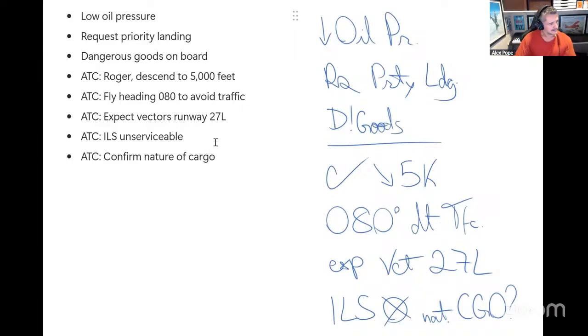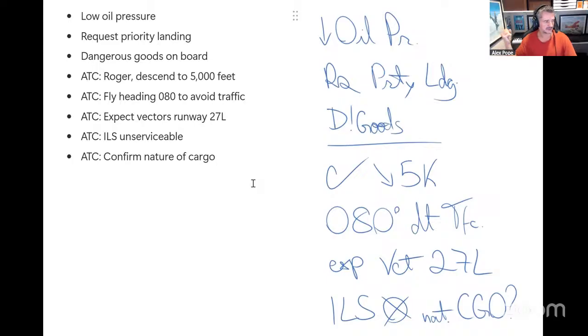The controller had a conversation with the pilot here in this audio that I just heard. It was basically a pilot and controller exchanging messages due to a situation of low oil pressure and a subsequent priority landing. And the conversation followed developing in this situation. So in more details, the pilot reported low oil pressure, requested priority landing, and dangerous goods on board. After that, he received the following instructions by the controller.